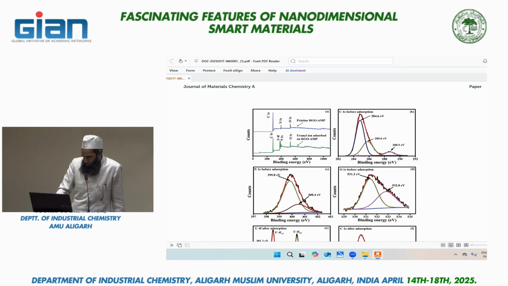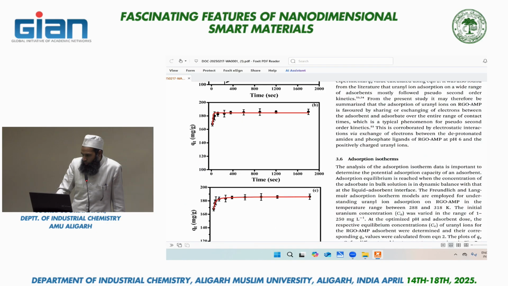I already told you that we go up to 5 cycles. We go up to 5 cycles. So you can optimize more. It is up to your hand how you produce your material.